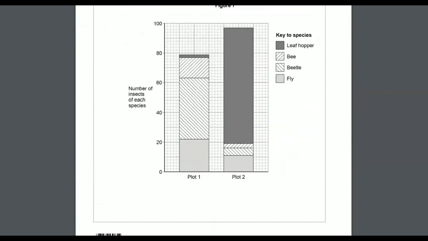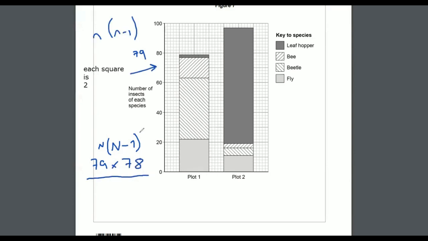Give your answer to two significant figures, and I'm going to do my working out here by the graph. So we're only looking at the data from plot 1, and what I need to do here is work out the sizes. So what I need to do is write out the total number of individuals of all the species, which is 79, and multiply it by 79 minus 1, which is 78. Now I want to divide it by the total number of each. So 79 times 78 is 6,162.